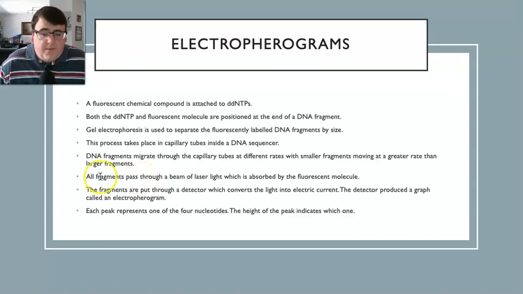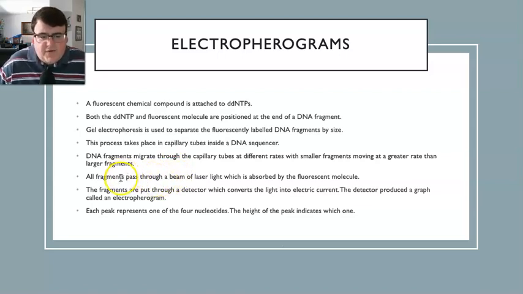We use our gel electrophoresis to physically separate those fragments by size. Generally, it will happen inside capillary tubes in a DNA sequencer. You don't even know what that looks like or what that actually is, just that statement there. It takes place in capillary tubes of a DNA sequencer. And then because of gel electrophoresis and the different size molecules, the DNA fragments will go through those capillary tubes at different rates, with the smaller particles moving faster, just like we see in gel electrophoresis.